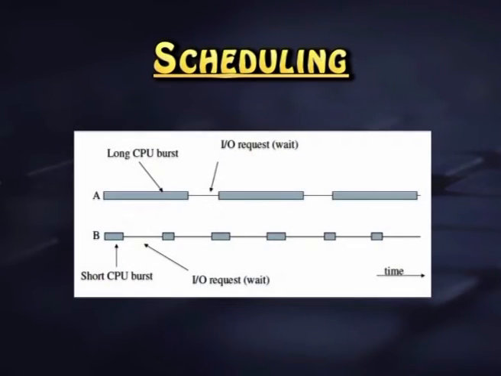If any process has long CPU bursts and small input output bursts, it is called a CPU bound process, but if a process has short CPU bursts and long input output bursts, it is called an input output bound process. As shown in this figure, process A is a CPU bound process and process B is an input output bound process.